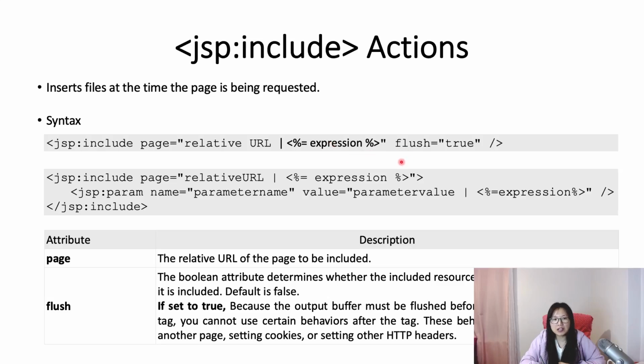And it has an optional attribute called flush. This flush by default is false, and it's going to determine whether the included resource has its buffer flushed before it is included, which means, in the code, let me show you an example here.